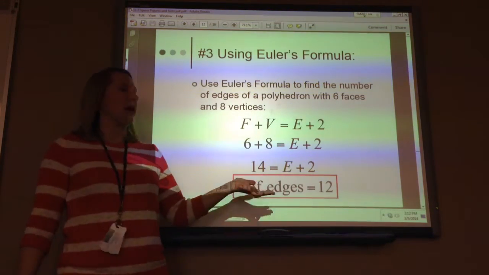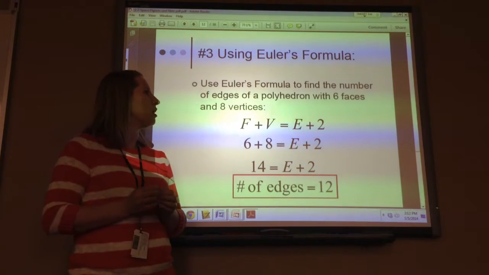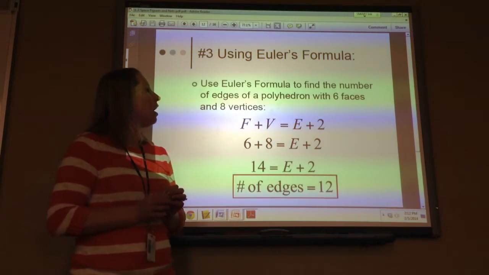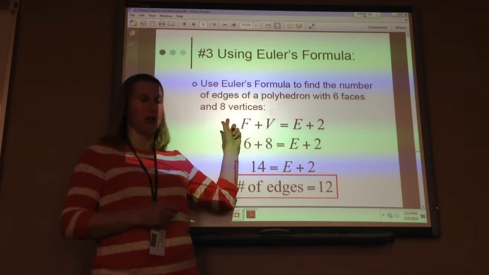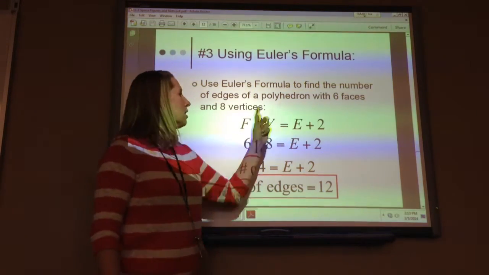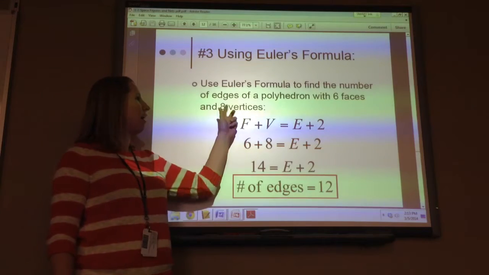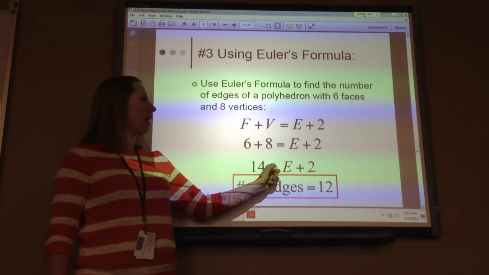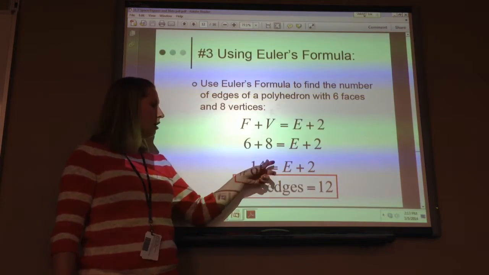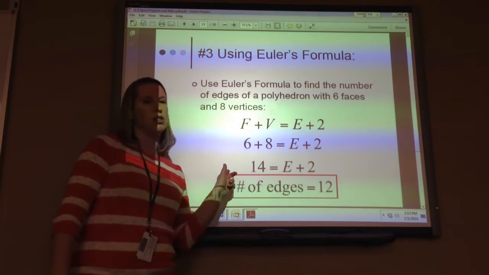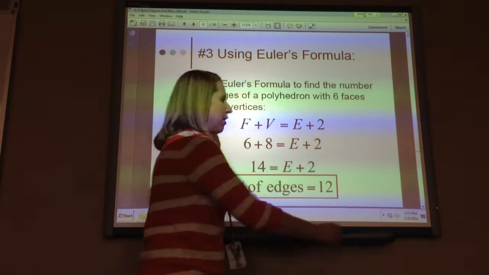So here's an example. It says use Euler's formula to find the number of edges of a polyhedron with 6 faces and 8 vertices. So I'm going to plug in 6 for faces, 8 for vertices, and that always equals the edges plus 2. So 6 plus 8 is 14, equals edges plus 2. If you minus 2 on both sides, you get 12 as the number of edges.